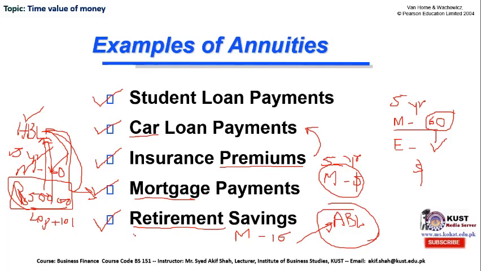From the employee's perspective, it will be considered as ordinary annuity payments. And from the ABL perspective, because ABL is receiving a certain amount from monthly salary for the next 15 years, it will be considered as annuity receipts.